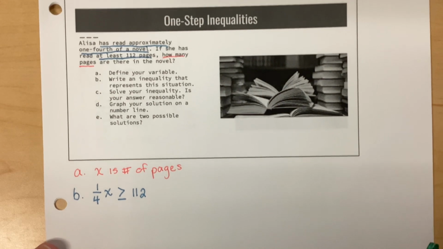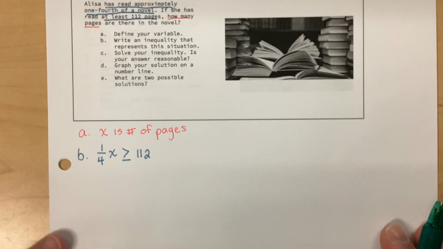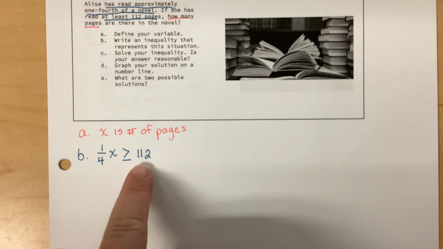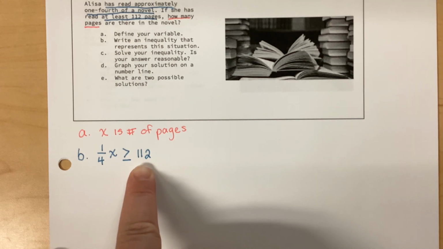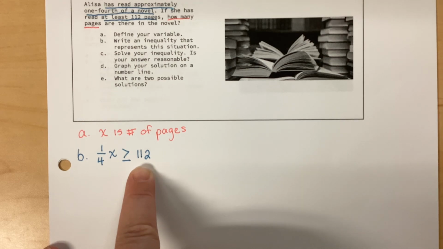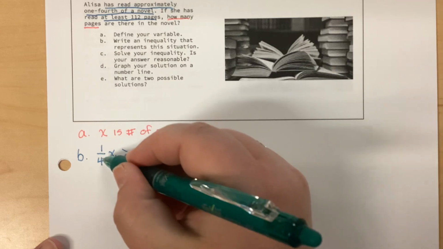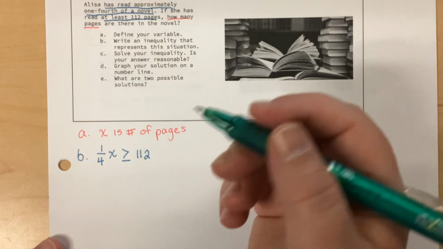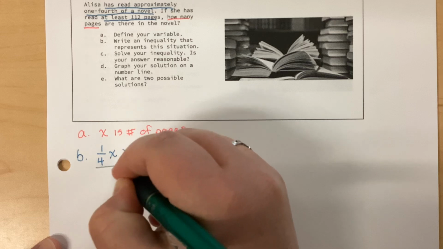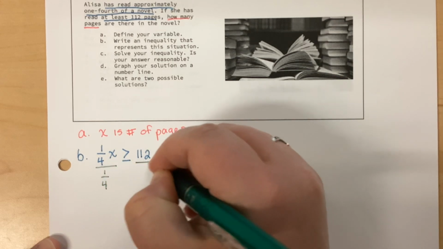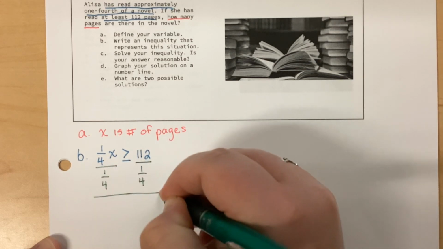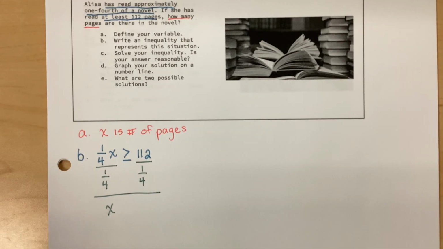And then part C says solve your inequality and think about if your answer is reasonable. If I know that my book has to be at least 112 pages, my answer had better be 112 or more when I solve it. So that's what I'm thinking about when deciding if my answer is reasonable. To solve this problem, I can do one of two things. I can divide by 1/4 or multiply by its reciprocal, which is 4. I'll go ahead and divide by 1/4 on both sides. And I am dividing by a positive number, so I do not need to worry about switching the sign.